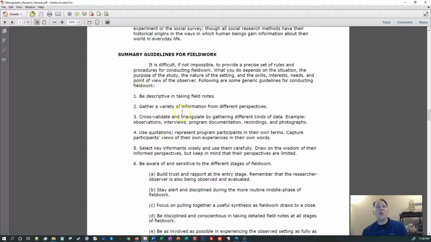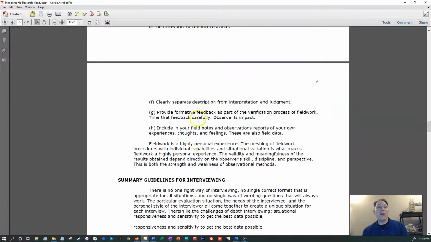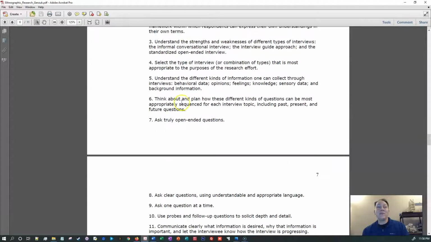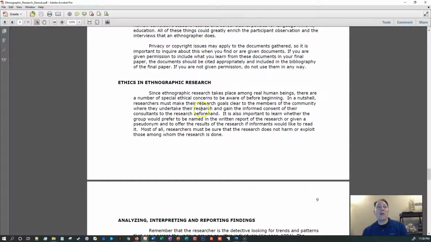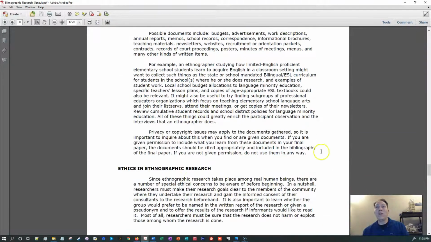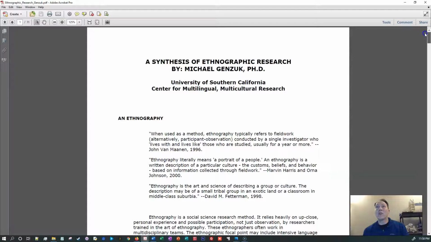There are even good summary details about how to be a good ethnographer, how to utilize interviews within ethnography, how to create site documents, and even ethics. So this is a good, well-rounded approach towards talking about what ethnographic research is. Of all the articles, it's probably the most useful in this packet in terms of getting a broad understanding of what this method is about.